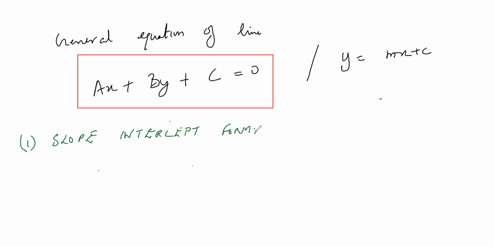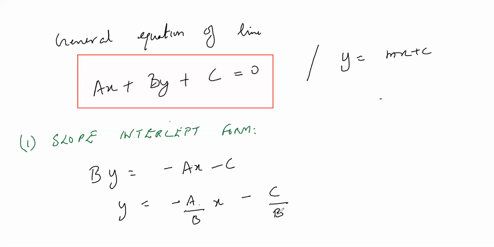So if I want to find out y from this, how can I write this thing? I'll be writing down this as y is equal to, or by is equal to minus ax minus c. Correct? Or y is equal to minus a by b x minus c by b. Correct?